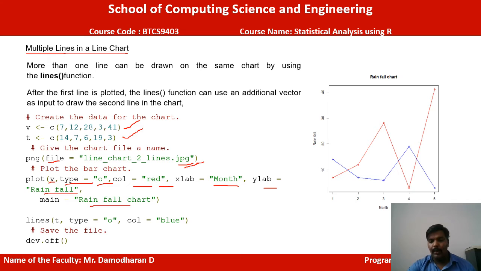Additionally, we have to use one more line, that line is T. So this value T will be pointing here. This line also adds type O and color blue. So it will simply be loaded inside that file. Okay, and finally we have to save it with dev.off.